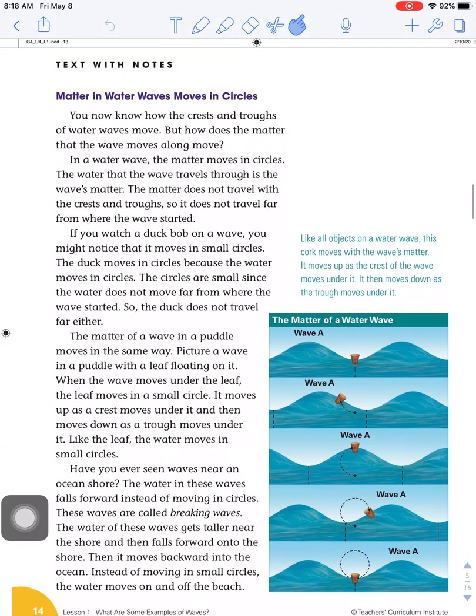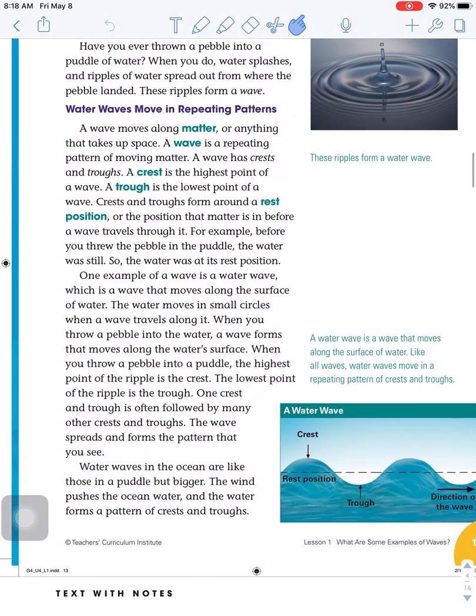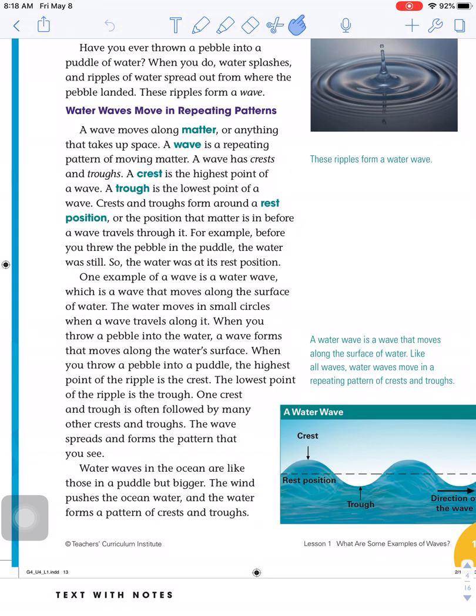Okay, we're going to continue reading. Do you already have ideas of how you're going to explain how the water's moving? If you're sitting in a boat, so imagine that your boat is sitting in here, how is the water moving as it goes by you? What about those crests and the troughs? And then, how are you moving?